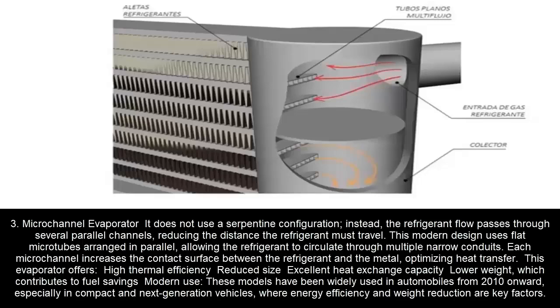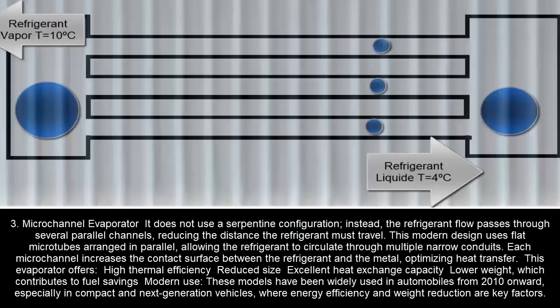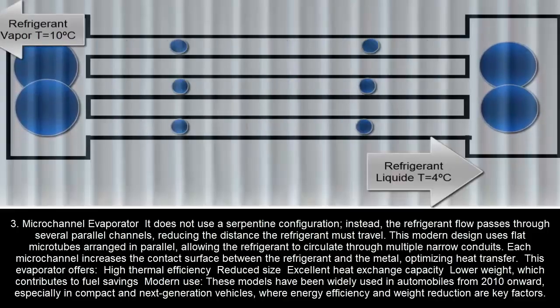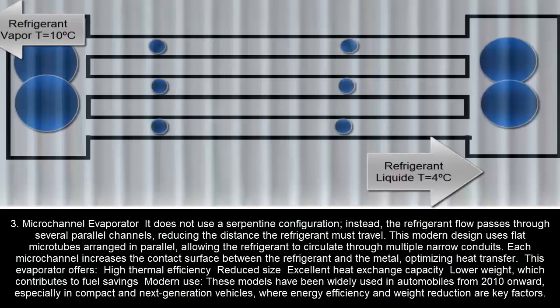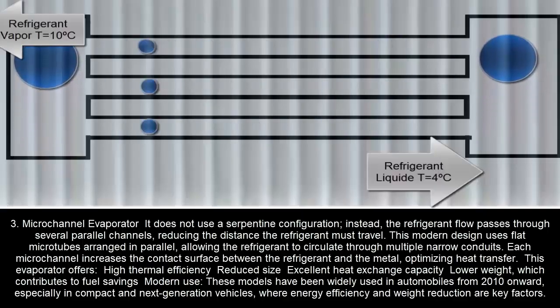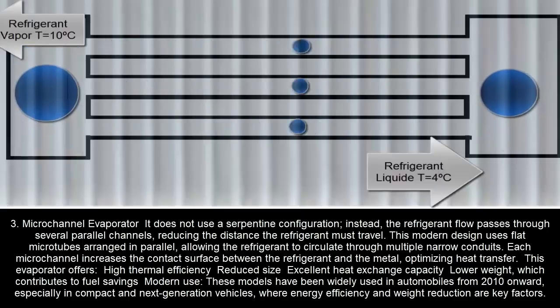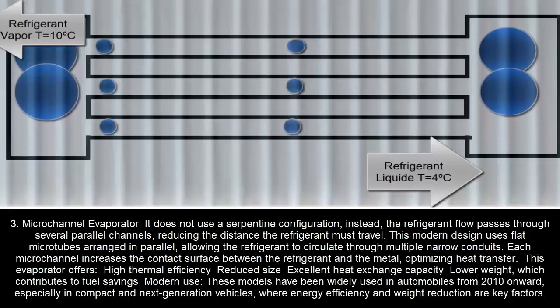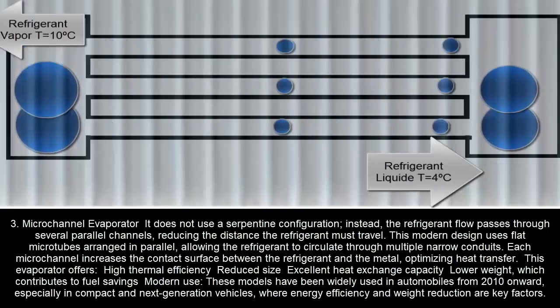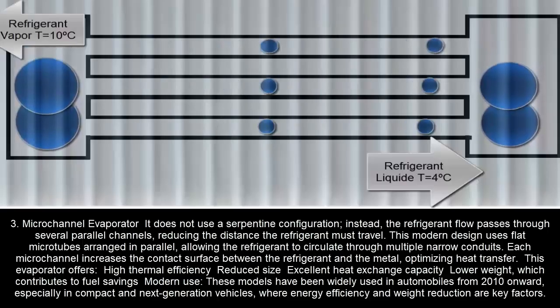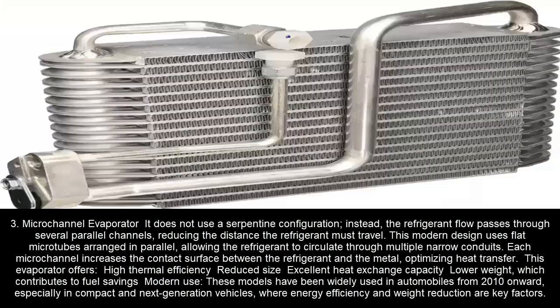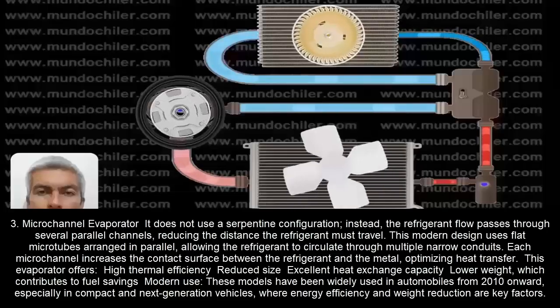Each microchannel increases the contact surface between the refrigerant and the metal, optimizing heat transfer. This evaporator offers high thermal efficiency, reduced size, excellent heat exchange capacity, and lower weight, which contributes to fuel savings. Modern use: these models have been widely used in automobiles from 2010 onward, especially in compact and next-generation vehicles, where energy efficiency and weight reduction are key factors.